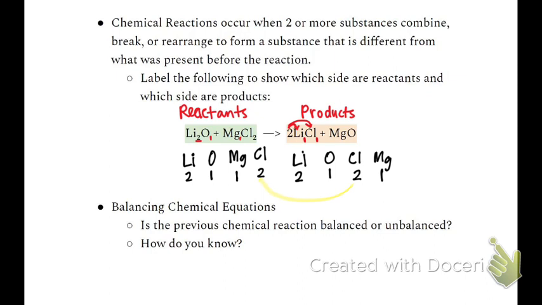Chlorine matches. Magnesium matches. Oxygen matches. And lithium matches. So you know a reaction is balanced if the same number of each element are in the reactants and the products.